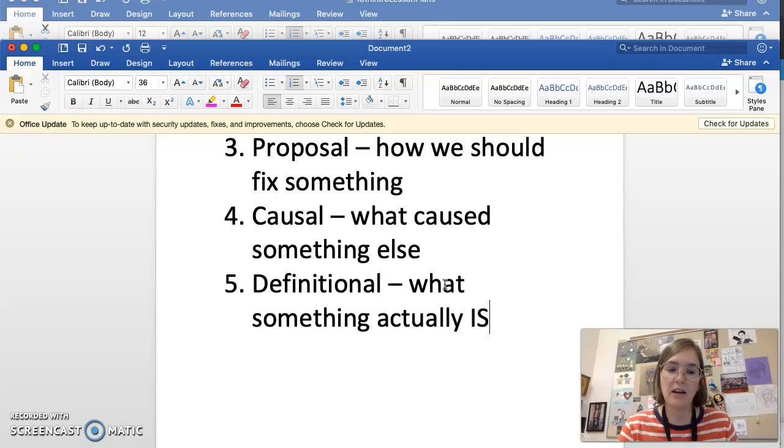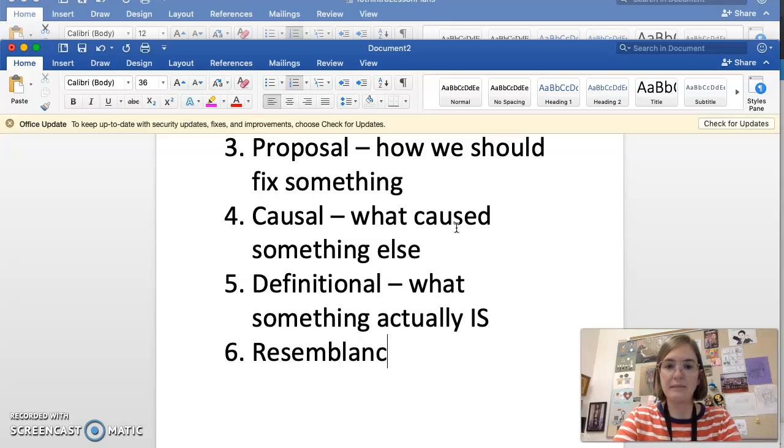For example, something like waterboarding. This came up maybe 10 years ago. That was a huge debate. Is waterboarding actually torture? That would be a definitional claim. You can also think about when people are arguing about art, like they'll see a Rothko painting. He's a modern artist, and it's just blocks of color, right? And some people might argue, oh, that's not art. You'll hear the argument, like my third grader could do that, right? And other people, art experts, will say, no, that is art because here is the definition of art. So that's a definitional claim. And the sixth claim type is resemblance.